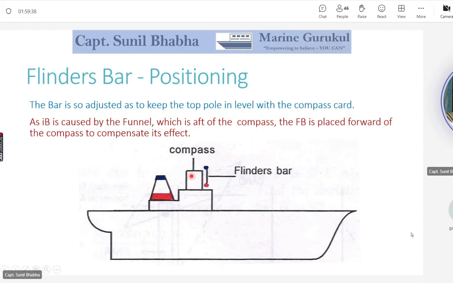Now what we have done here is we have placed a flinder bar forward of the compass. The flinder bar is also made of soft iron. So when you place this flinder bar, this also gets induced by the Earth's magnetic field and generates a blue pole on the top end. Now this blue pole forward of the compass cancels out the effect of the funnel which is abaft of the compass.